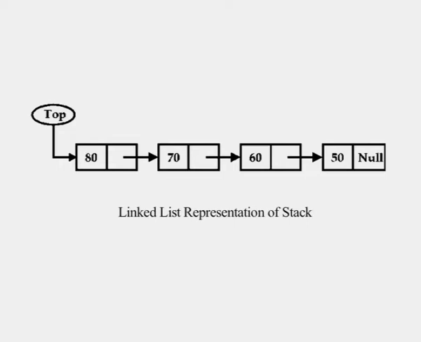Look at the diagram. Let us see how a stack data structure can be represented using linked list. This is the linked list representation of a stack having 4 elements. One-way linked list is used to represent the elements of the stack. The topmost element is at the beginning of the list. Here the topmost element is 80 and the oldest element is at the end of the list. Here the oldest element is 50. The first element of linked list here is represented by the pointer variable top.